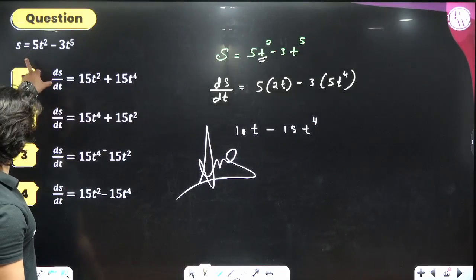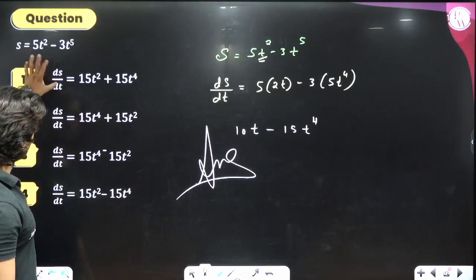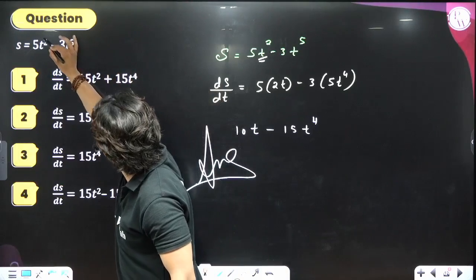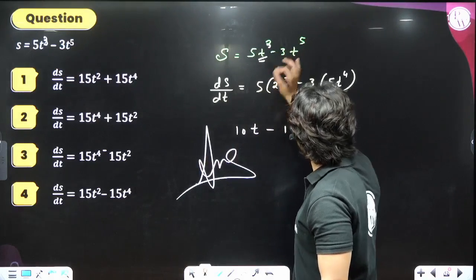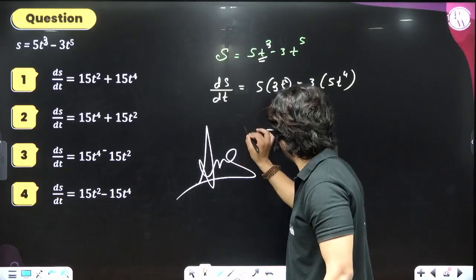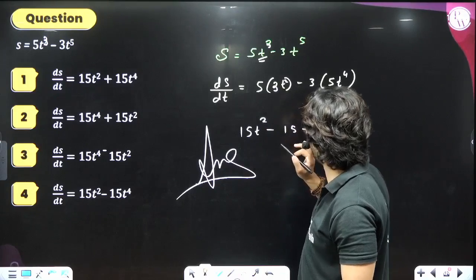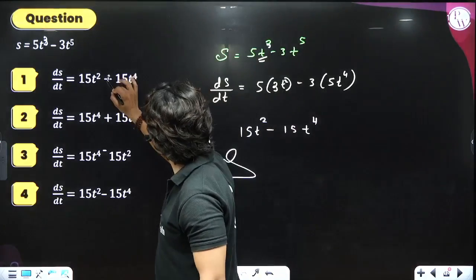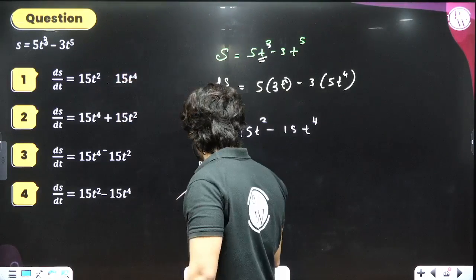And I guess that there is some printing mistake over here. Okay, there is a mistake in the question. According to the options, this should be 5t cube. So if we take 5t cube over here, this is going to be 5 into 3t square. So this is going to be 15t square minus 15t to the power 4. That means in that case, we are left with this option, but with a negative sign. There was a small printing mistake in this question. Anyways, that's not a big deal.